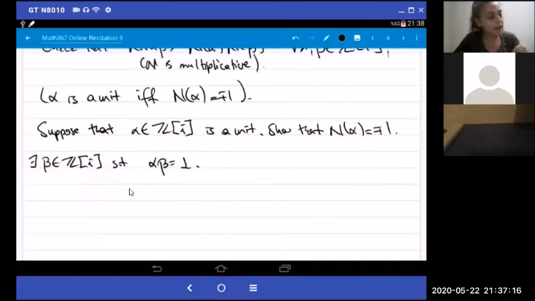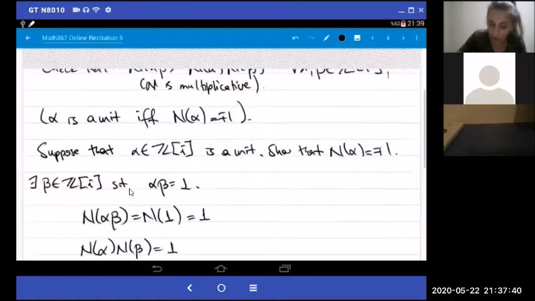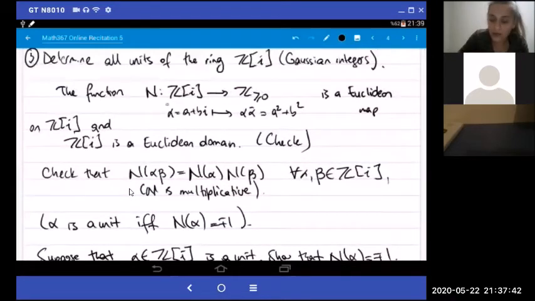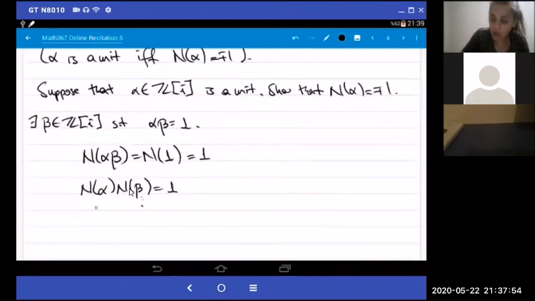So if you apply the Euclidean function to both sides, n of alpha beta is equal to n of 1, and n of 1 is equal to 1. And we know that n is multiplicative, so instead of n of alpha times beta, I can write n of alpha times n of beta is equal to 1. Now, what we know is that the norm maps to non-negative integers, right? So in this multiplication, we have integers, so this equality holds in integers.